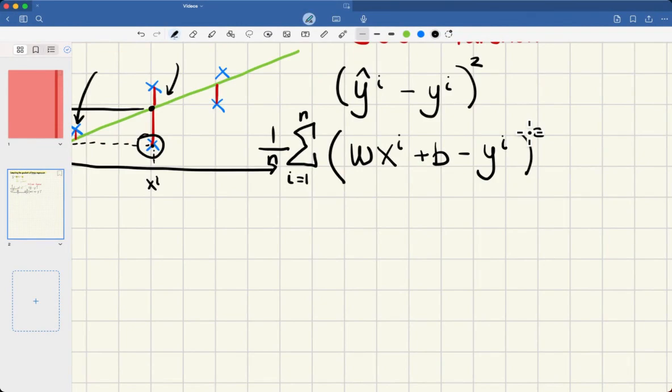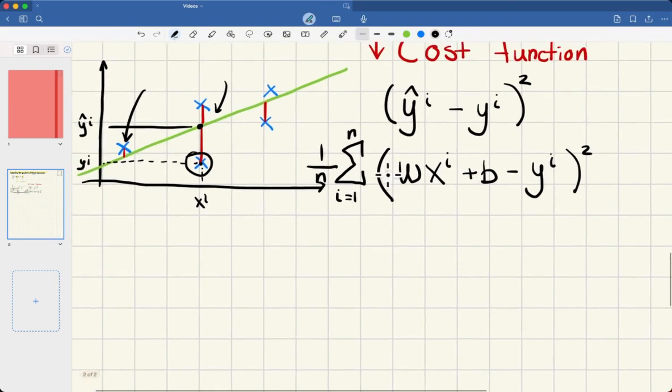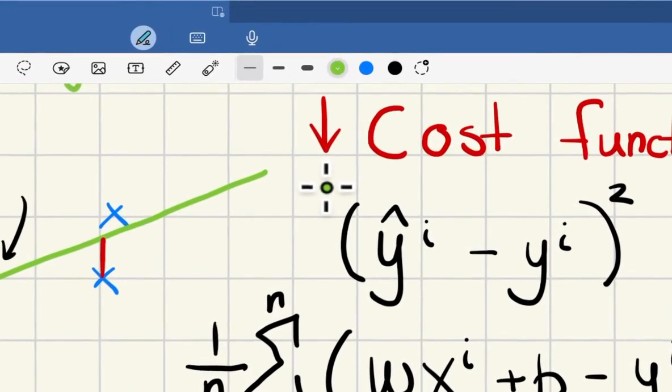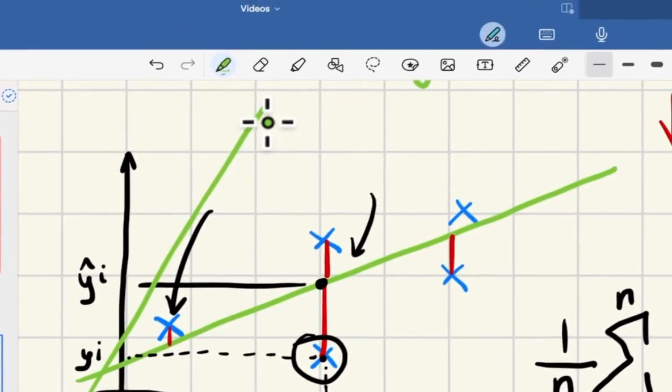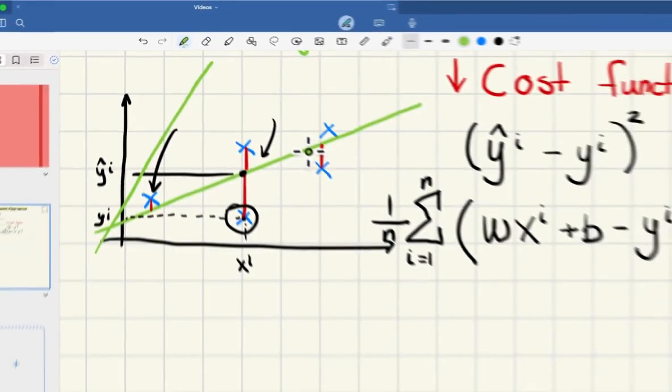We go through all our training examples and we try and see how off we are. But the cost function is only good for the sense that we can just determine, well, if, for example, this line is better or worse than this other line.